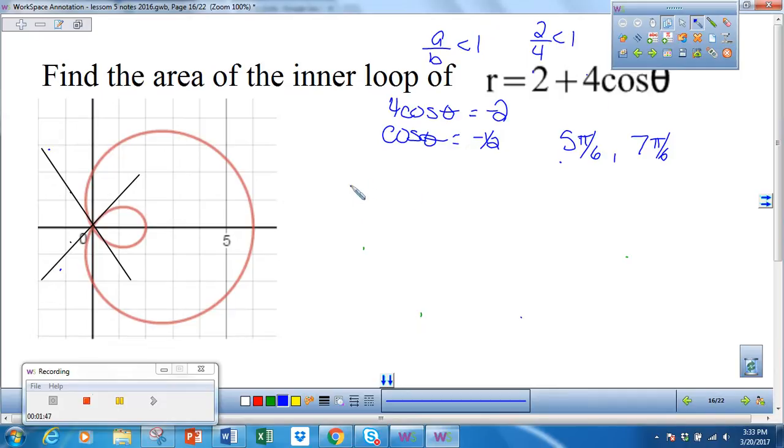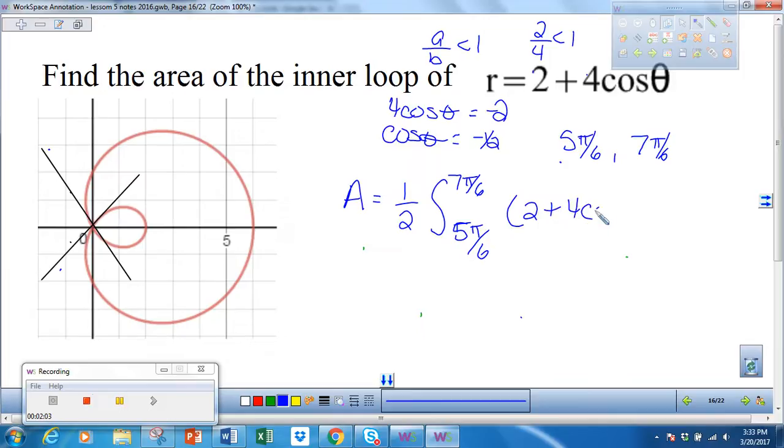I'm not going to get a complete answer because I don't have my calculator with me, but the area formula would be the area is equal to 1/2 the integral from 5 pi over 6 to 7 pi over 6, and it would be r squared. So 2 plus 4 cosine theta quantity squared. And you can take your handy-dandy calculator and figure that out. And that is on your quiz tomorrow, so make sure you can do that.